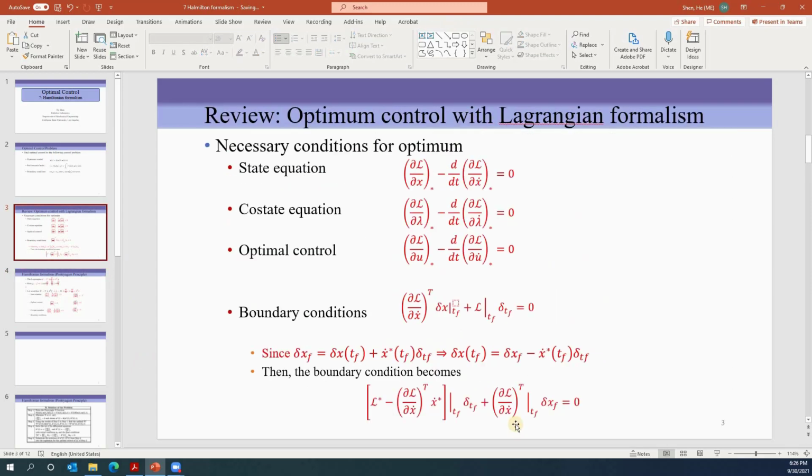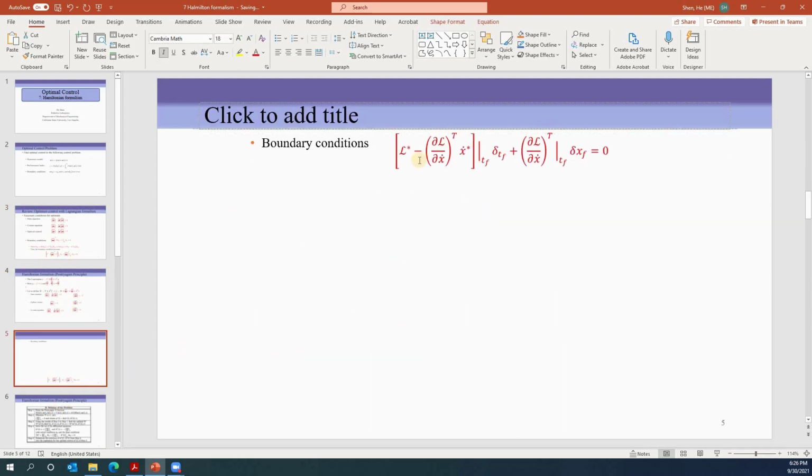Initially the boundary condition is given in this form, and we're going to replace L by using the Hamiltonian. That will give us the new boundary condition in terms of the Hamiltonian. L will be replaced by H plus partial S over partial t evaluated at tf times delta tf, plus partial S over partial x at the optimal, so we use a star to represent that, minus lambda star transpose evaluated at time tf, times delta xf, is equal to 0. These are the Hamiltonian formalism.